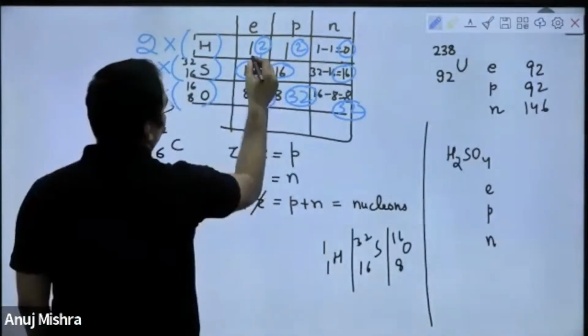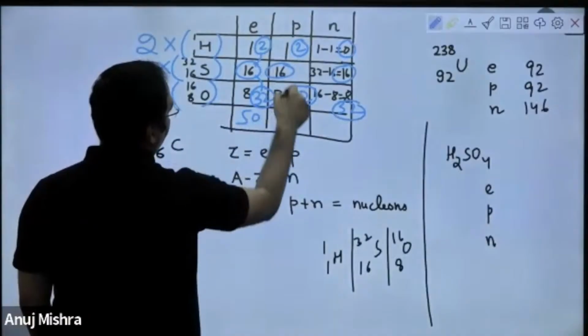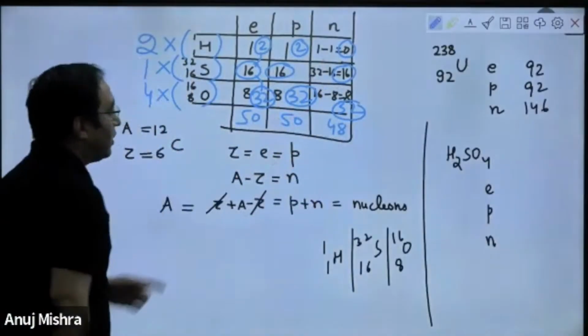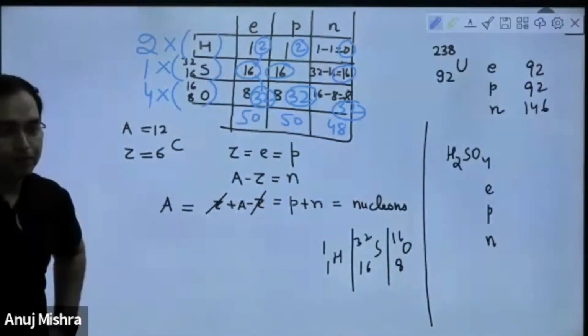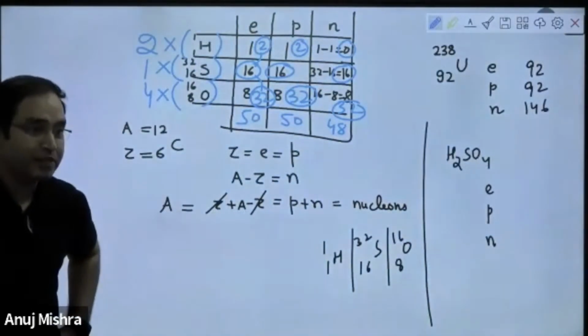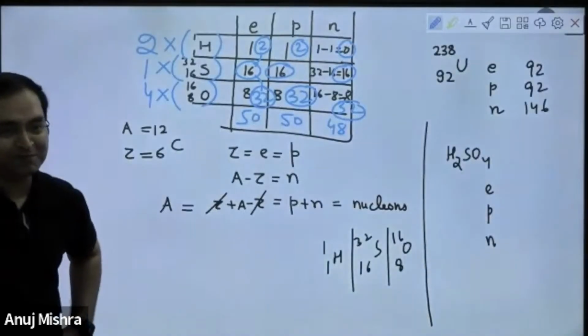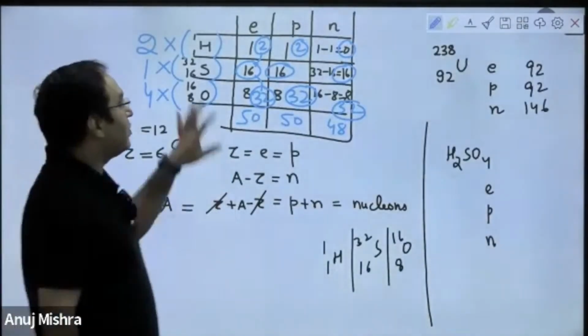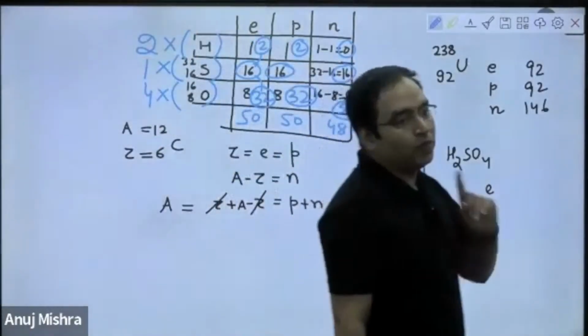Add the numbers. 50. Add the numbers. How many of you understood this question? Raise your hand. You will get such a question in the test today. You will write a test today, the speed test paper, and it will come in that. We will do it. Now, this is for one molecule of H2SO4.